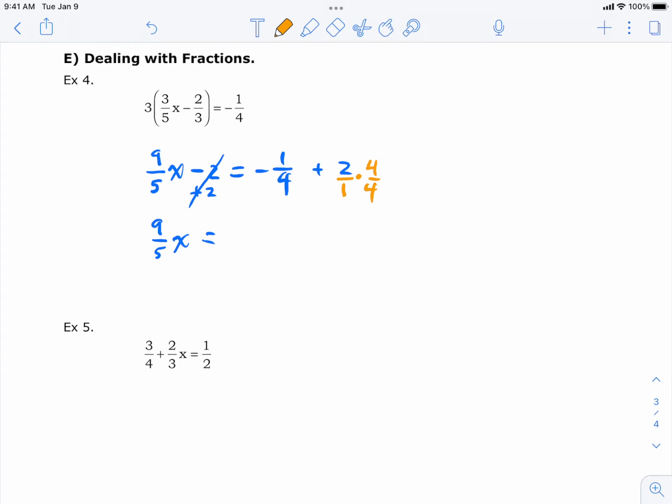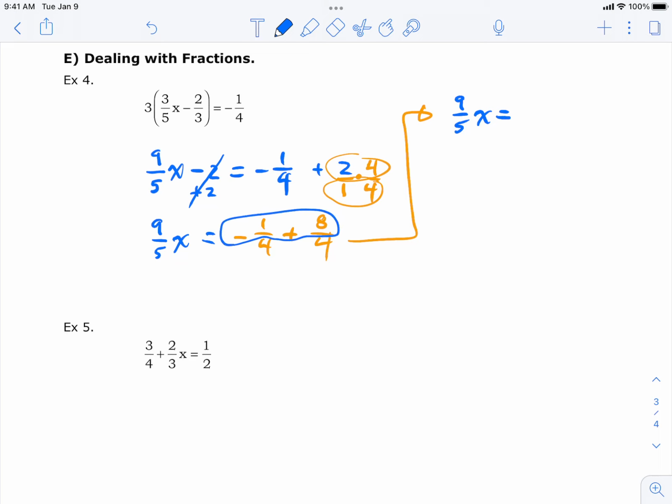And when you do that, I got negative 1/4 plus 2 times 4 is 8 on the top, 1 times 4 is 4 on the bottom. Okay, let's bring this problem over here now. I got a 9/5 x on the left side and on the right side, now that everybody's fourths, I can just add across the top here. Negative 1 plus 8 is 7/4.